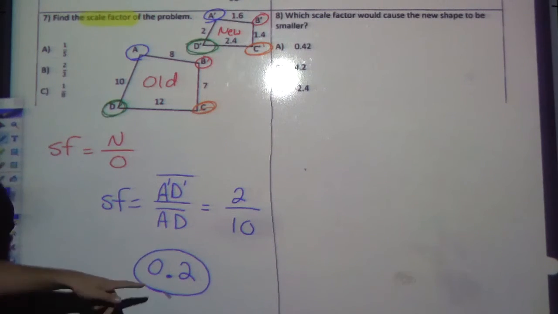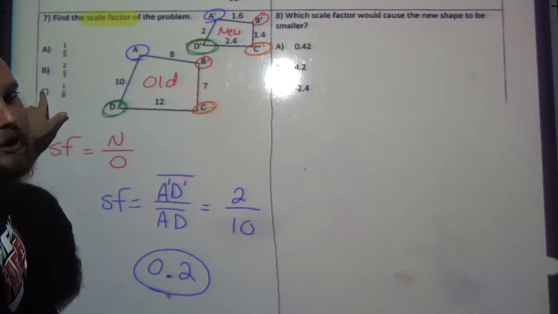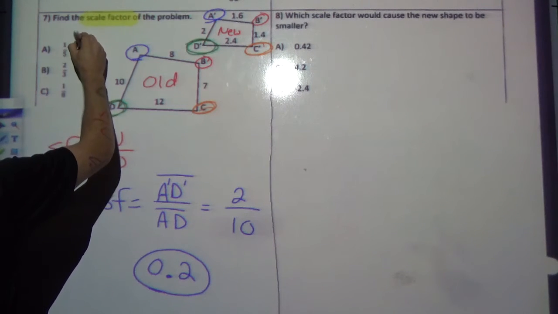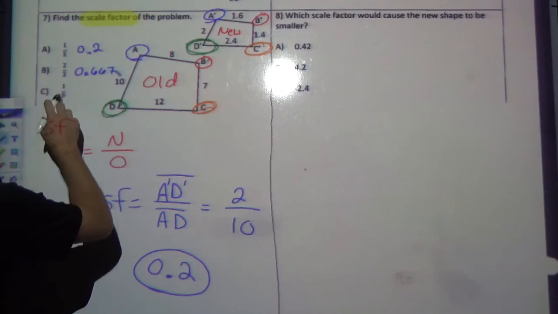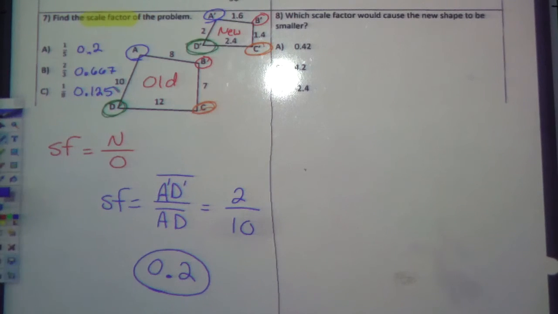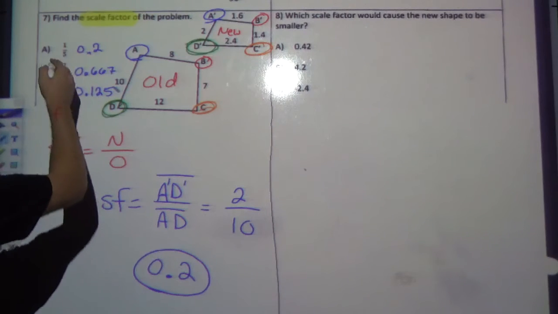Now if you notice, 0.2 is not an answer choice. They're all fractions. So you need to turn those fractions into decimals. If you do that, 1 over 5 is 0.2. 2 over 3 is 0.667. And 1/8 is 0.125. All you have to do is find the fraction that matches your decimal, and you're good to go.